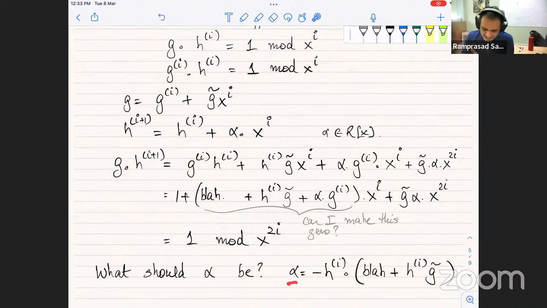Because substituting alpha equal to this will mean this entire expression inside will basically become 0 plus 0 mod x power I, which basically means this entire expression will become something divisible by x power I. There's already an x power I on the outside. So this entire expression will now end up becoming something that is divisible by x power 2i.